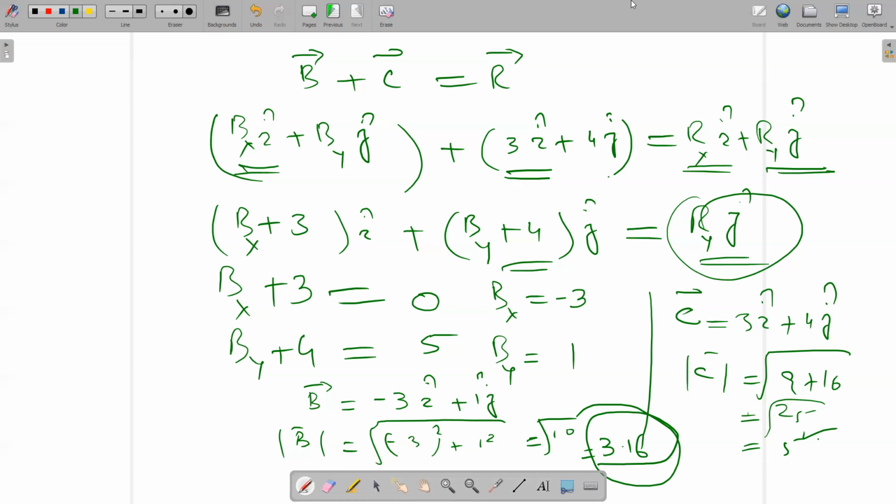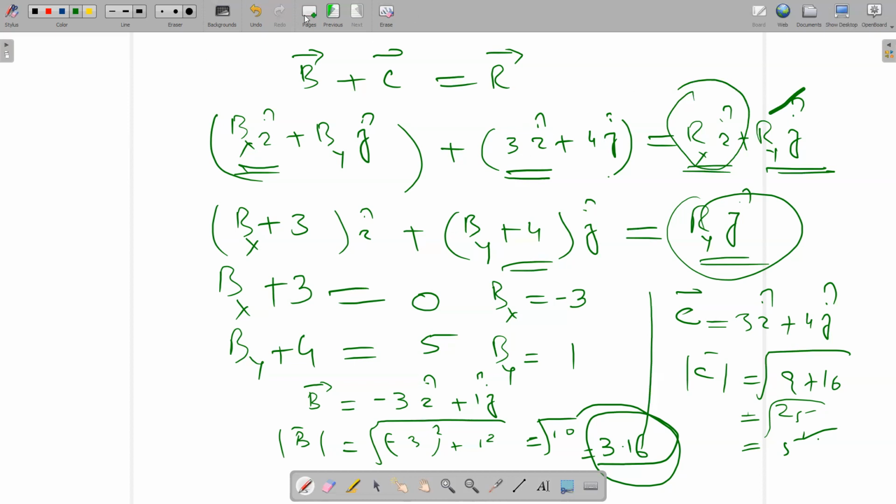Doctor, how could we know that Rx is equal to 0? Yes, how could we know? It is written in the question that when you add B plus C, we get the R vector. And what kind of R vector is it? He is saying in the question that this R vector is only along the positive y direction. So if it is only along the positive y direction, it means this component is 0.